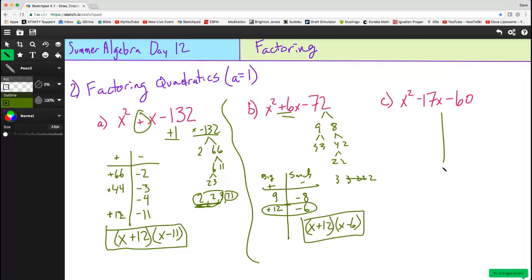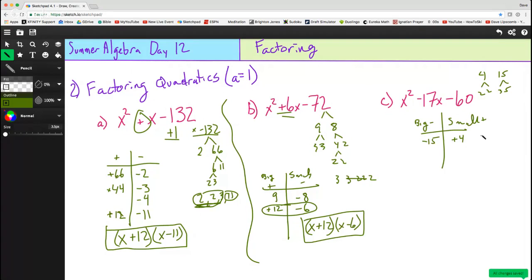Here we go again. Now I need a big negative and a smaller positive. Why? Because they have to add to a negative number, so my negative number is bigger. So let's see, 60 is 4 and 15, 2 and 2, 3 and 5. So here are my factors. Let's try 15 and 4: negative 15 and positive 4.